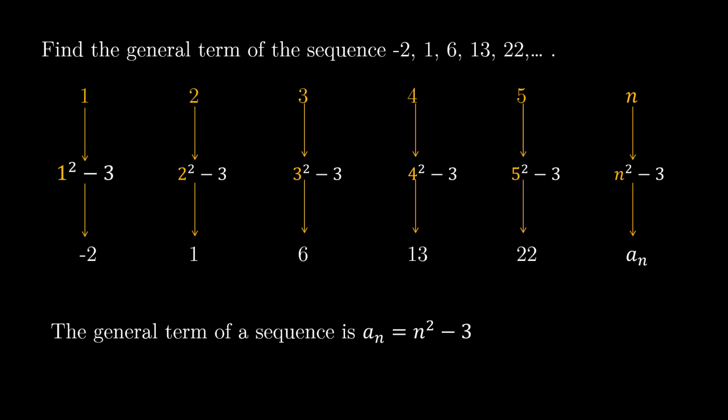So this serves as our formula. If we are asked, for negative 2, 1, 6, 13, 22, what is the 20th term? We simply plug in 20. That's 20 squared minus 3, and that is 400 minus 3, which is 397. It means that if you continue this pattern, the 20th term will be 397.